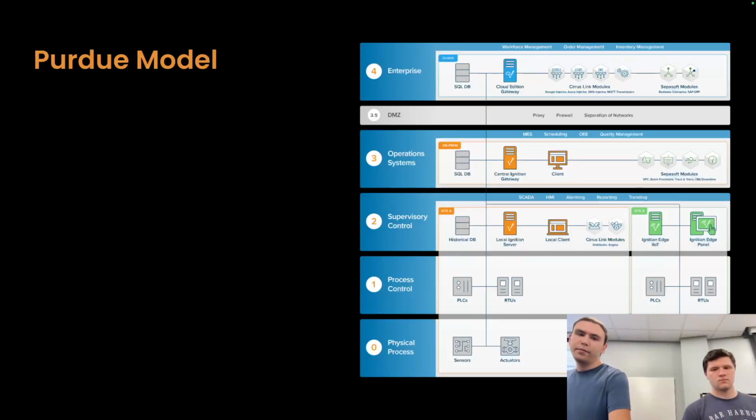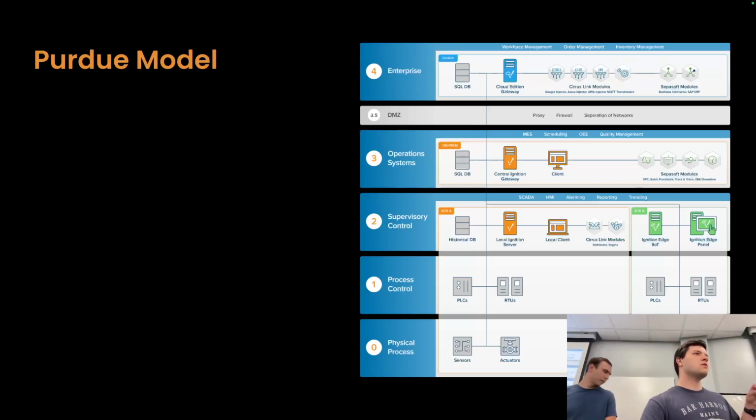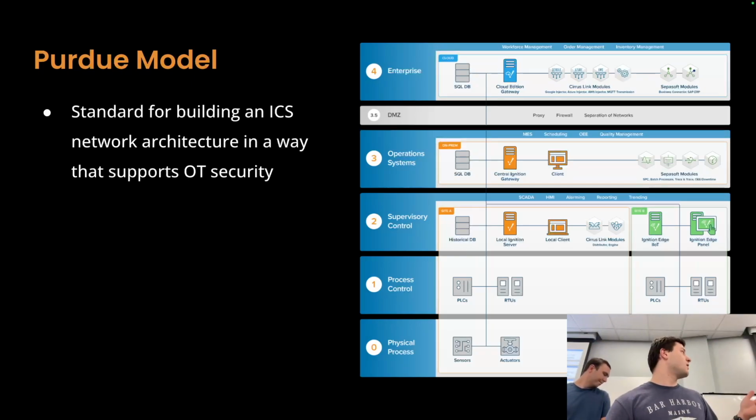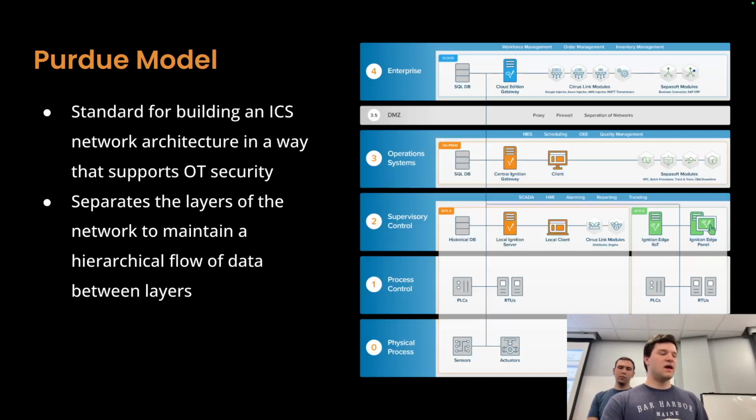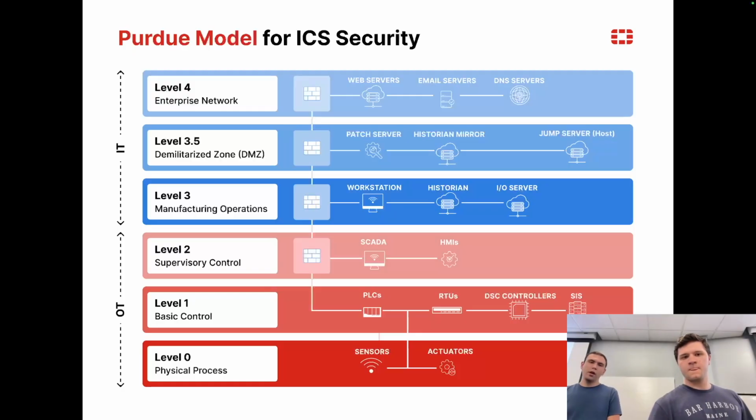The standard for industrial control systems architecture is the Purdue model, which also supports OT security when we're building out networks. Like we mentioned last meeting, you might have a flat network where everything talks to everything, which is bad for security. So some researchers came up with the Purdue model to give OT security professionals a much better way of architecting their networks. It also separates everything into layers to maintain a hierarchical flow of data between the layers. Here's another chart of it.